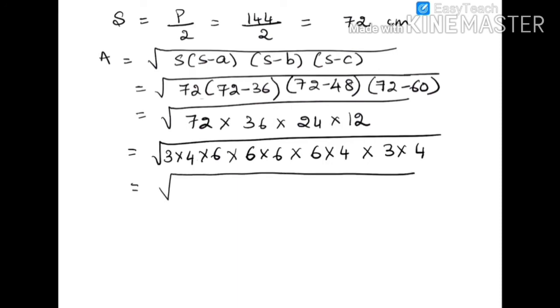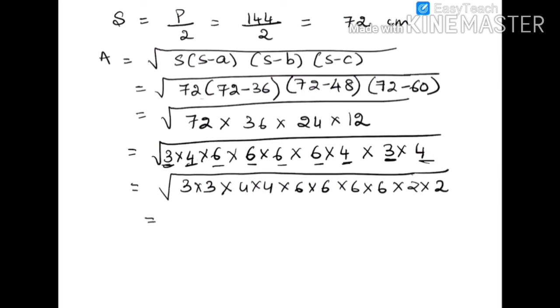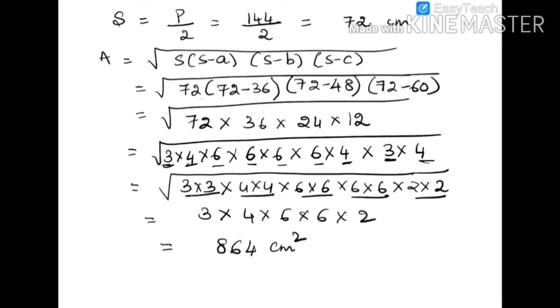Now we will write down the pairs of identical factors. So 3 into 3, 4 into 4, 6 into 6, another 6 into 6, and this 4 we will write as 2 into 2. So for each pair we can write down its square root. So we get 3 into 4 into 6 into 6 into 2. On multiplying, this is 864 centimeters square.